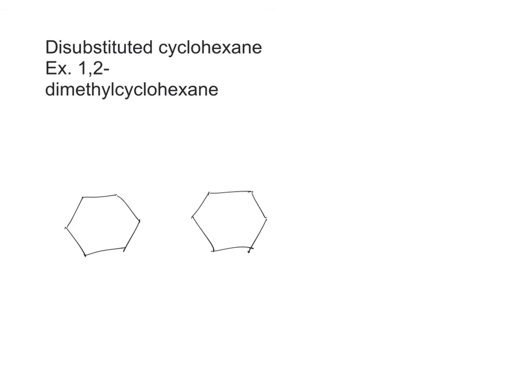You can imagine, what if we had both of these coming out above the plane, okay? Or you can imagine you have one coming out towards you and one going away, right? These are stereoisomers. They have the same connectivity, they just differ in three-dimensional space.